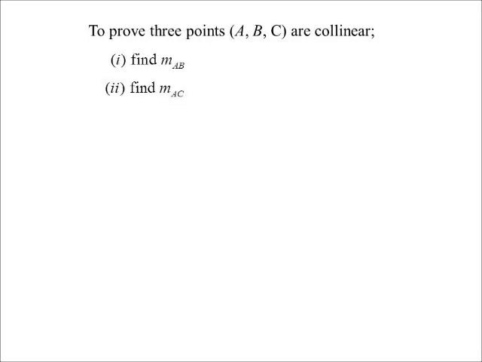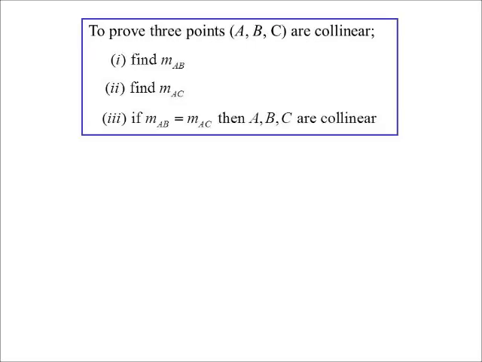and then if those slopes are equal, one or two things must be true. Because if they're equal, we're saying they're parallel. But in this case, they have a common point. So because they have a common point, they can't be parallel, so they must be the same line. So I think that's probably the quickest way of showing 3 points are collinear.